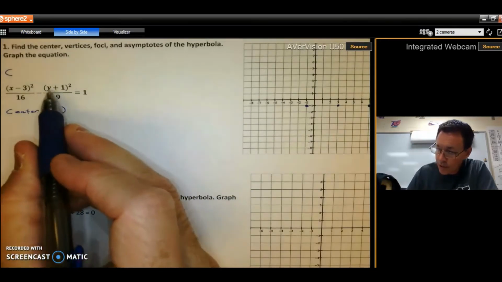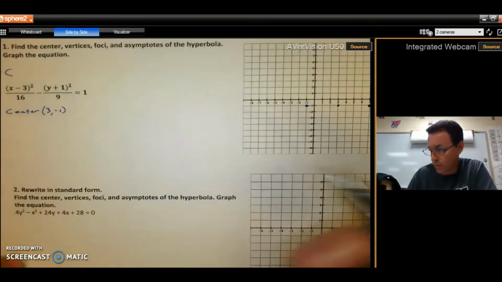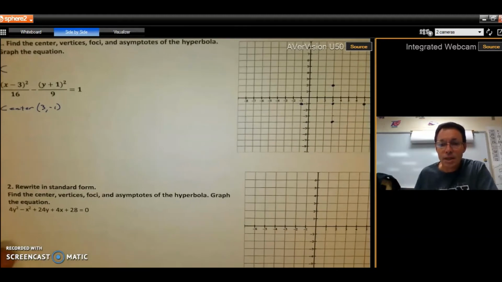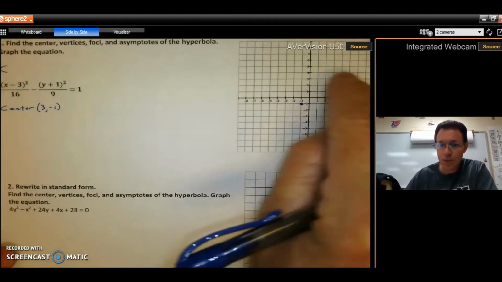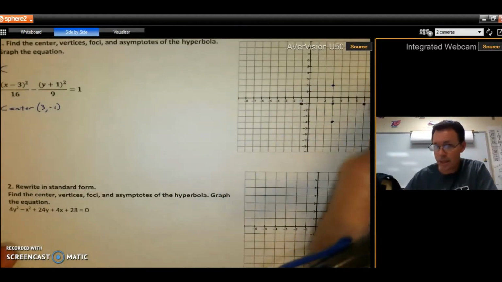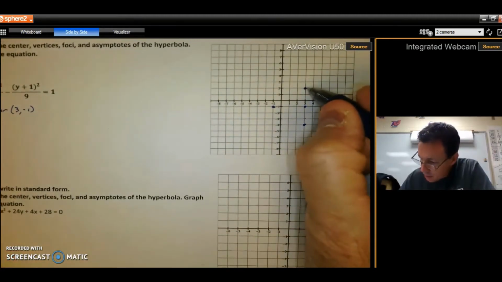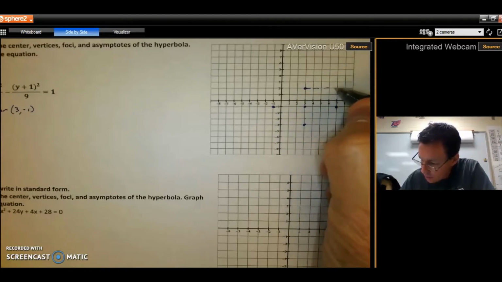I'm going to move in the y direction, the square root of this. So 3. So go back to the center. 1, 2, 3. 1, 2, 3. Now, instead of connecting those in a curve, we're just going to make a rectangle out of them. So just pick a place to start. I like to start here on the top, and then I go over.